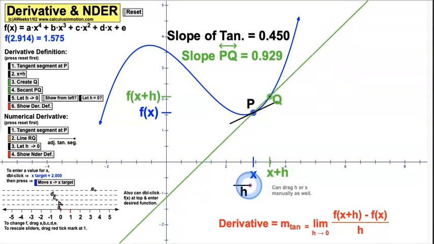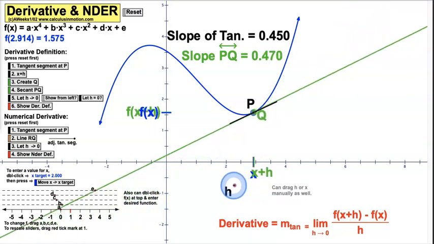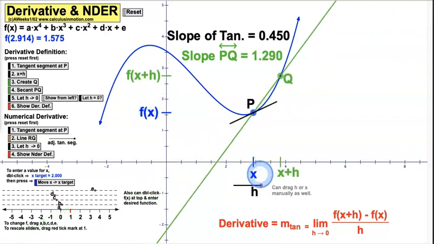Notice I'm letting h get closer and closer to 0. Once we get almost to 0, we can't actually let it equal 0, because when you're finding slope, the change in x cannot be 0, since the fraction's result would be undefined. So let's back it up again and think about how this limit statement comes about.